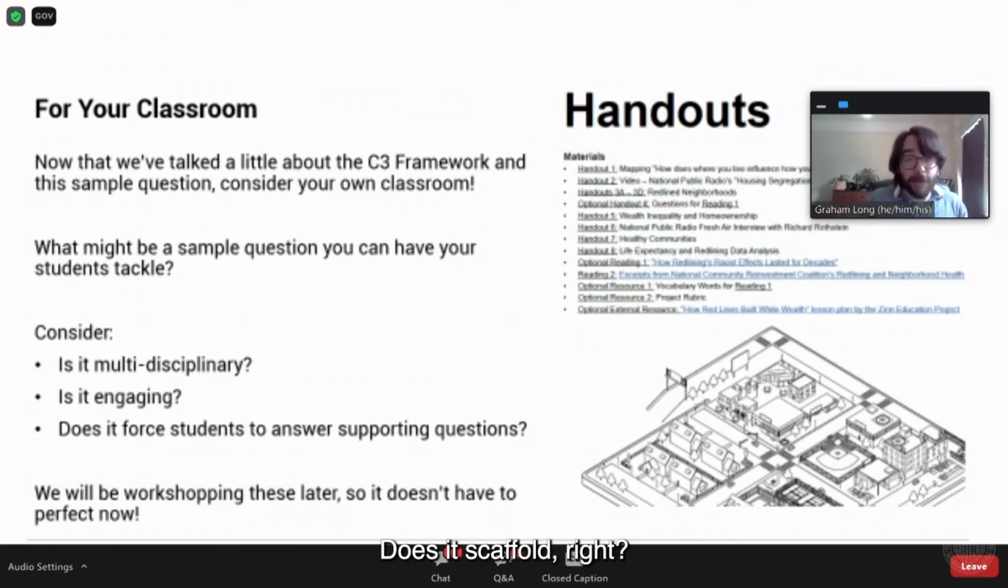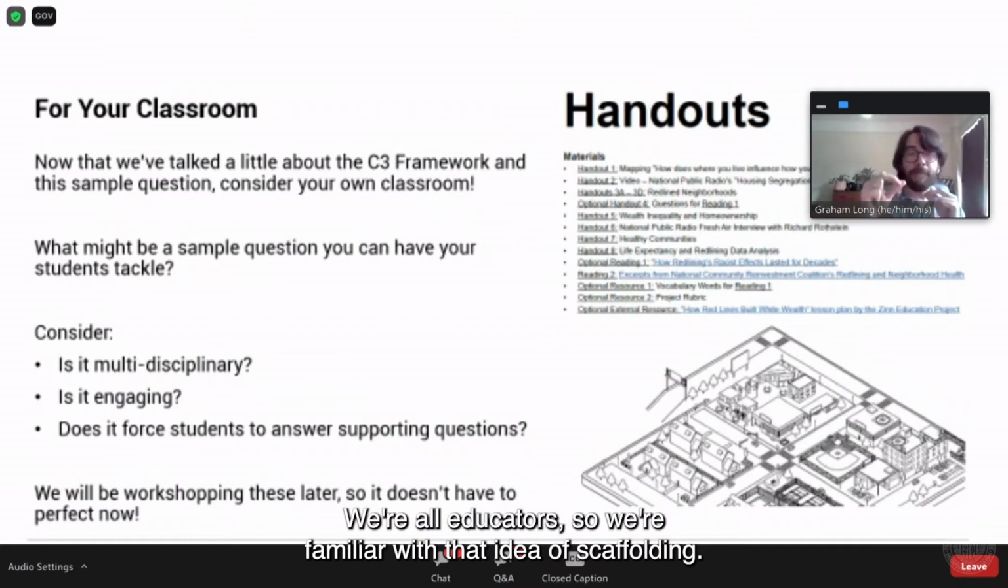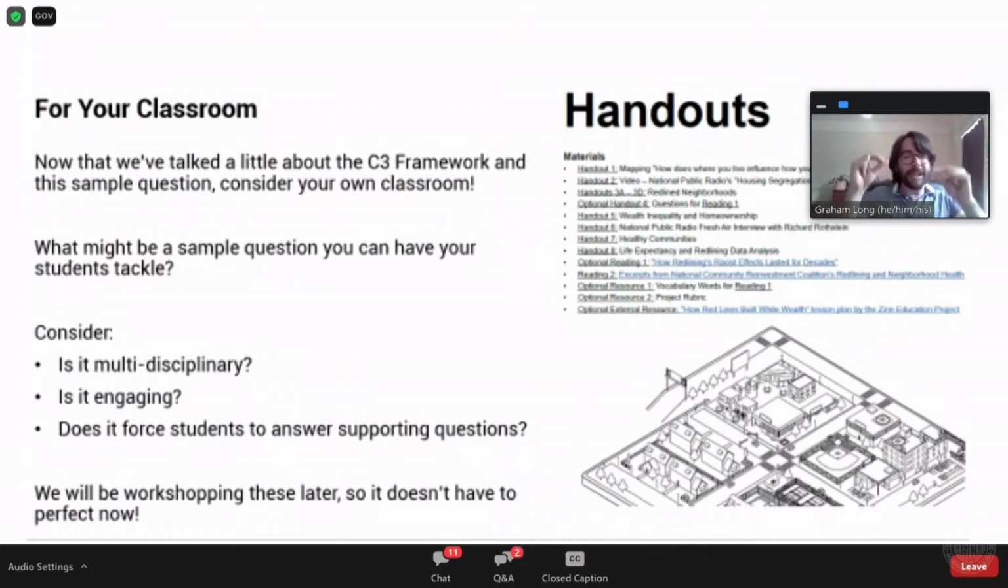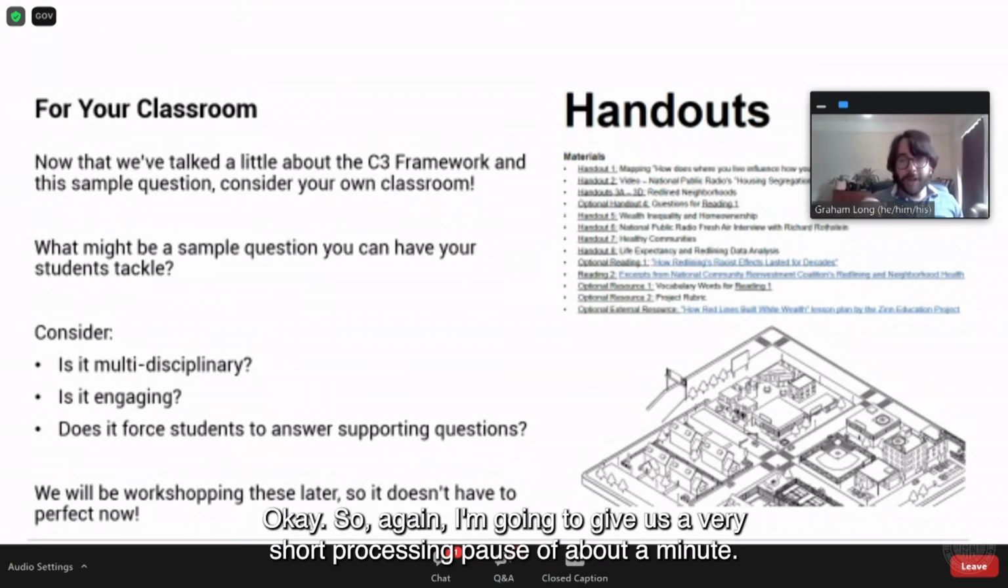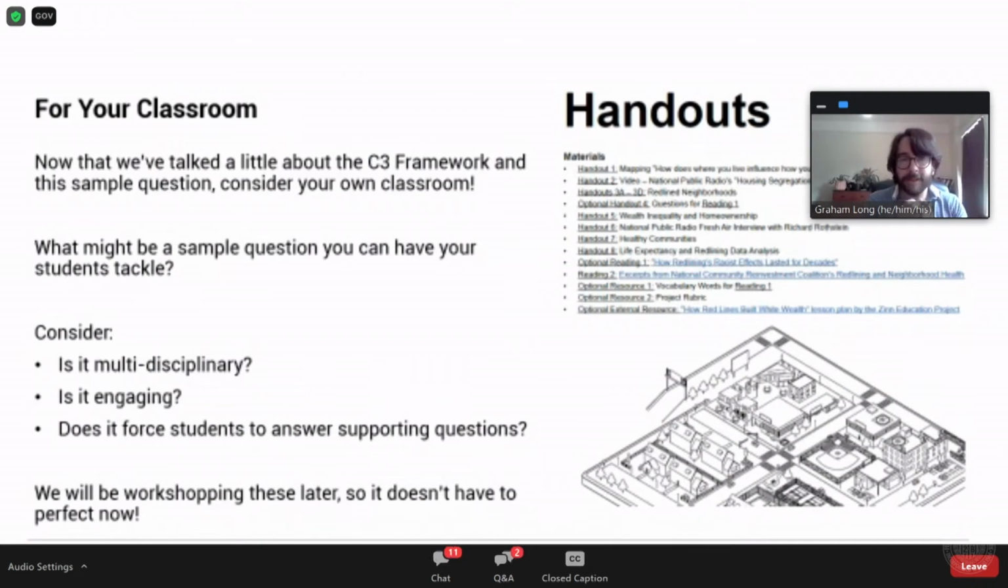Does it scaffold, right? We're all educators, so we're familiar with that idea of scaffolding. Think about what supporting questions are. They're just scaffolding. You start out here, you build, and you can answer the big question. Okay? So again, I'm going to give us a very short processing pause of about a minute.